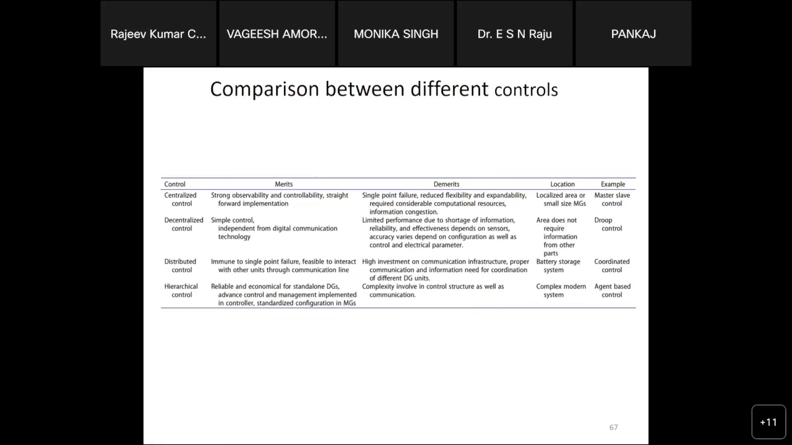So when we see the decentralized control, it is a simple control, since we are implementing it at the decentralized level. It is also independent of the digital communication technology.